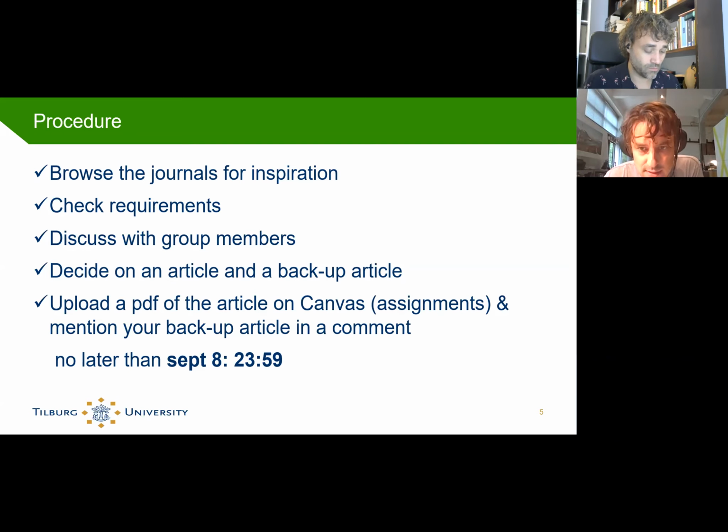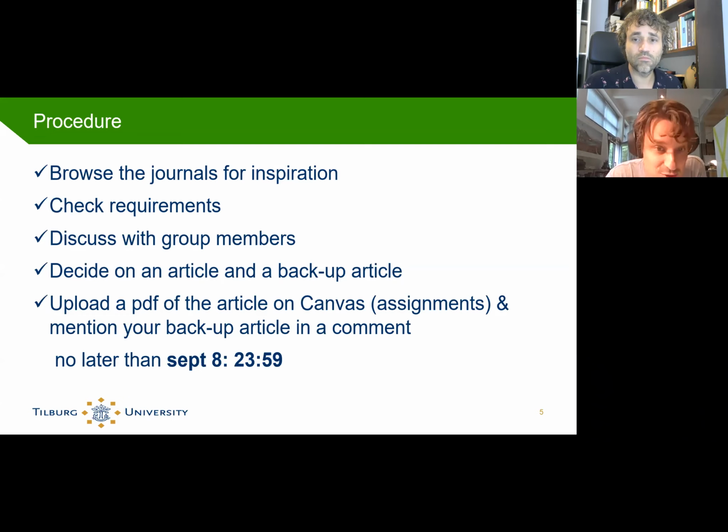And actually, this week, by Tuesday, September 8th, we want each group to upload a PDF of the article on Canvas. So the first assignment is actually to upload a PDF. That should be easy. And then just to make sure that you already have a plan in case that article cannot work for some reason, please mention a backup article in the comments.